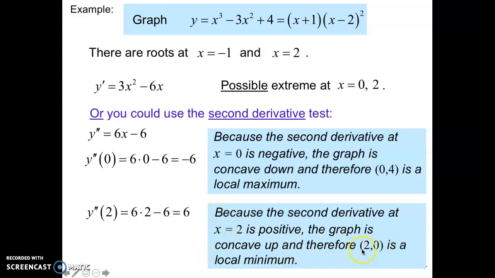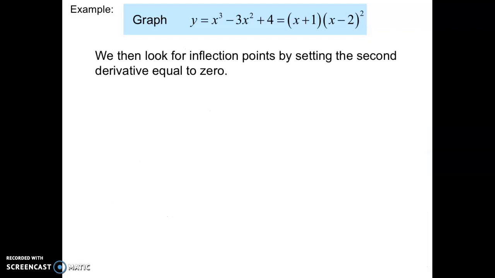Therefore, the point, and again, that point on the curve, I went back up to the original curve to find the point on the curve, is (2, 0), must be a local minimum. All right, that is the second derivative test for local extremes. Now next, I'm going to show you the test for concavity.